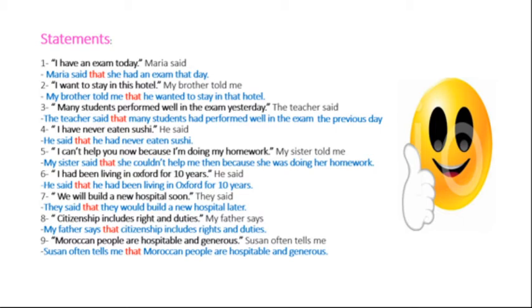Second, I want to stay in this hotel, my brother told me. My brother told me that he wanted to stay in that hotel. So here again we add that. I, he, I'm talking about my brother. Want, present simple, wanted, past simple. Stay, the same form because it's infinitive here in both sentences. In this hotel, in that hotel.